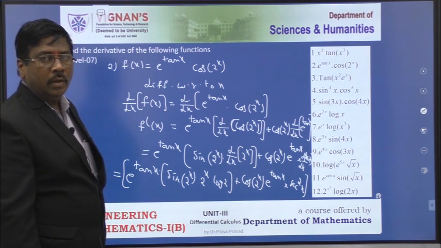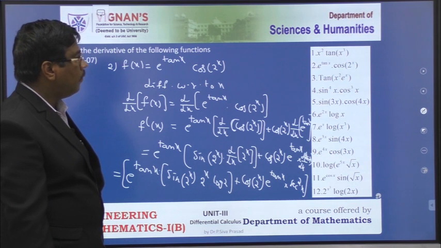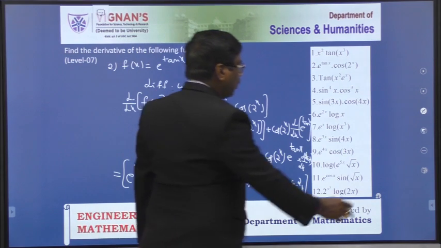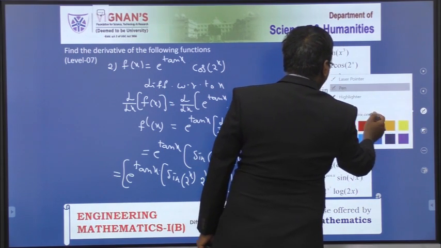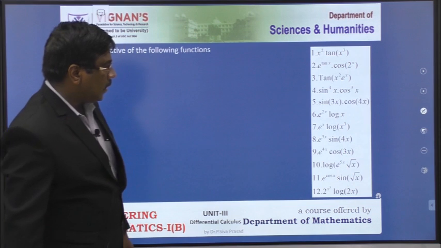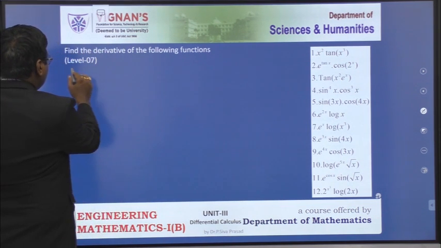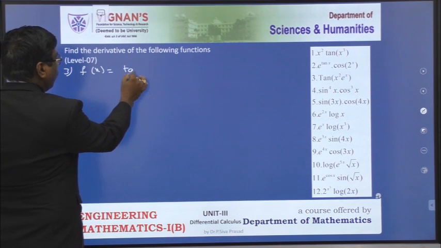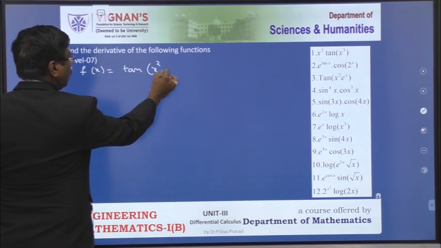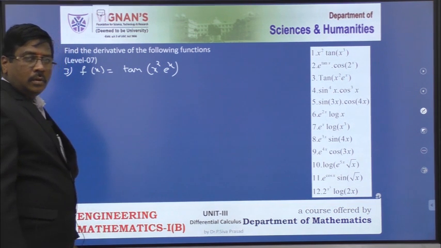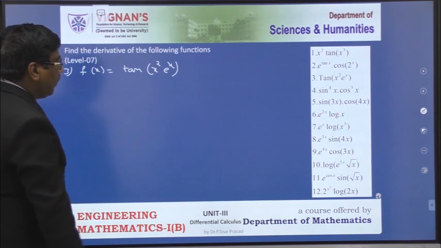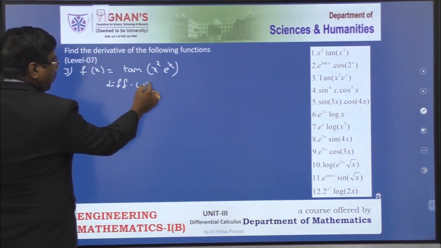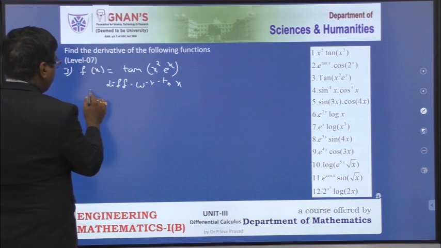Clarification point. Like that, you have to perform the derivative of the remaining functions also. Now coming to the third one. So f of x is equal to tan of x square into e power x. Therefore, differentiate with respect to x on both sides.